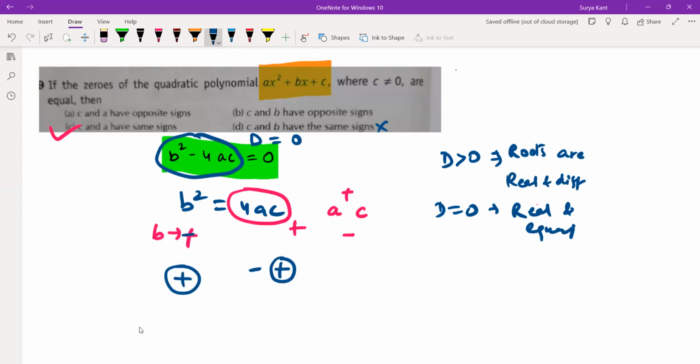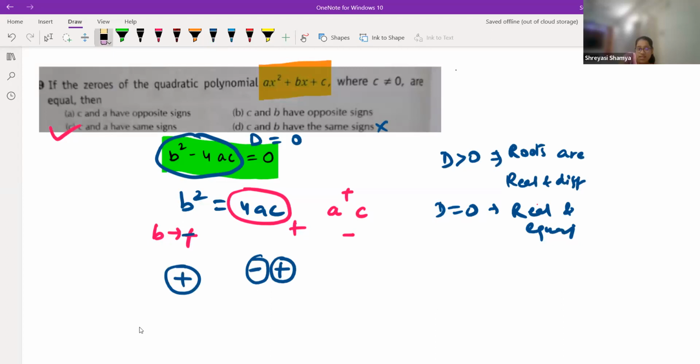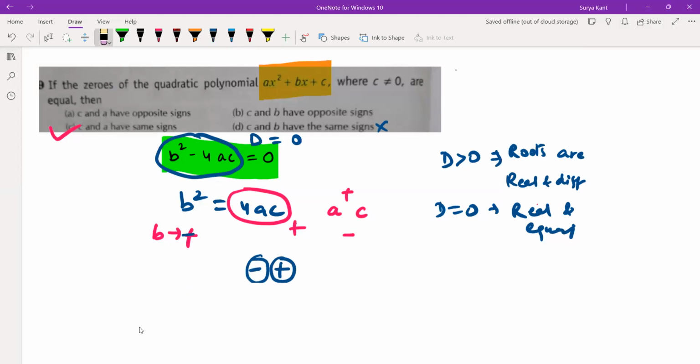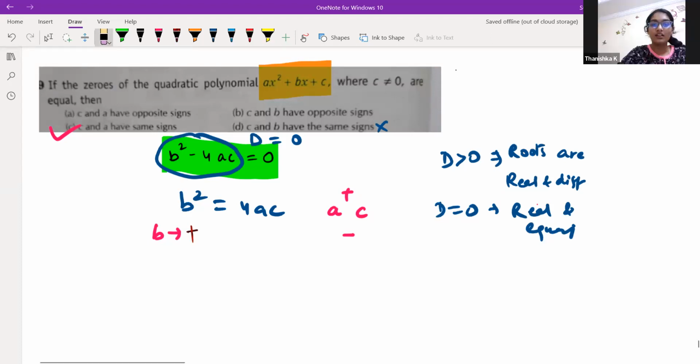Okay, sir. So how is this possible? It depends on A and C, sir. B is positive, so either both are positive or both are negative. So one more question you have, right? Yes, sir.